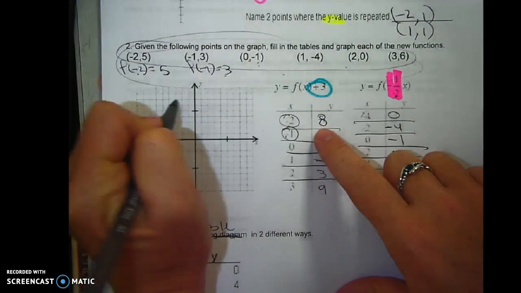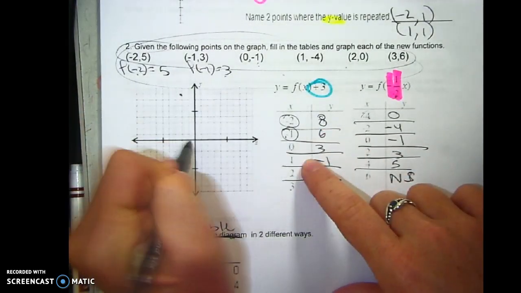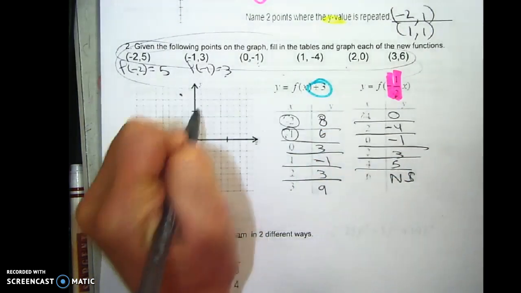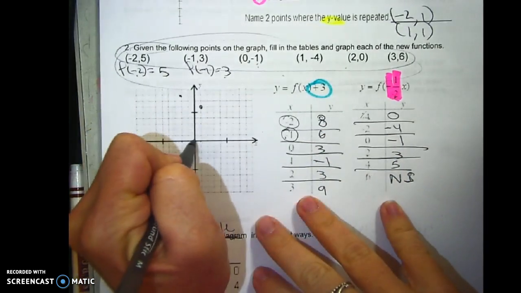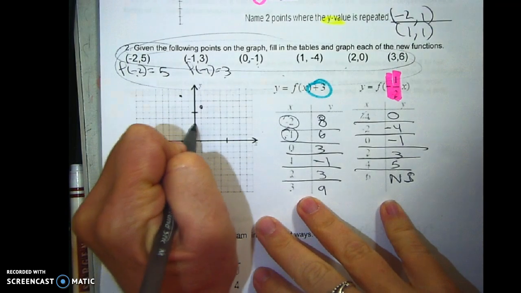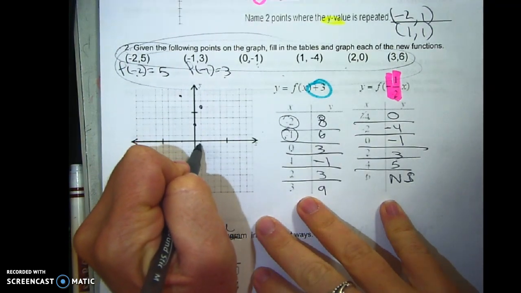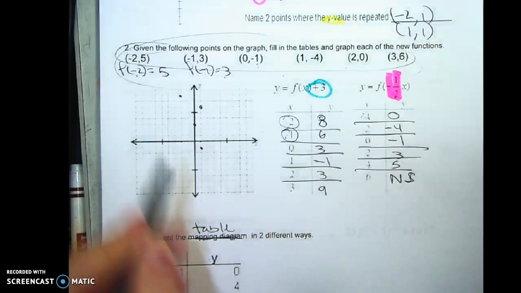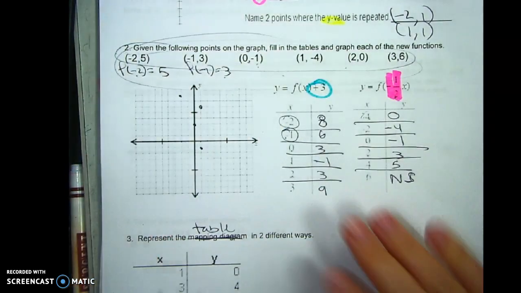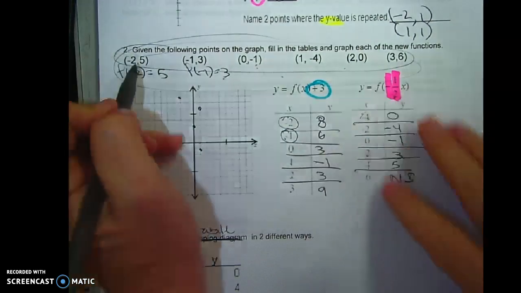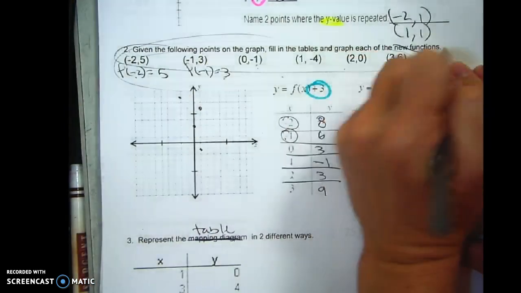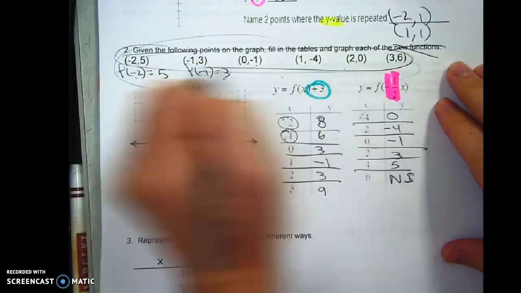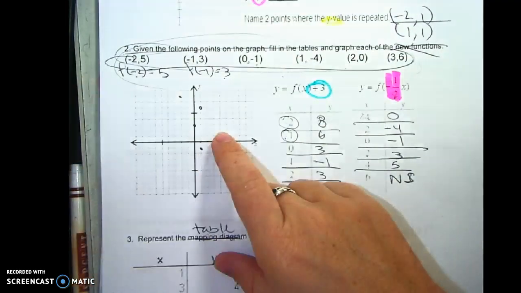Left 2, up 8, right 1, up 6, 0, 3, 1, -1, 2, 3. Honestly, you know what? I don't really like this. I'm just going to say, I'll make sure I do this for the test. Don't worry about graphing the new functions. Let's just graph the original, please. This is ridiculous. It's too much plotting points.